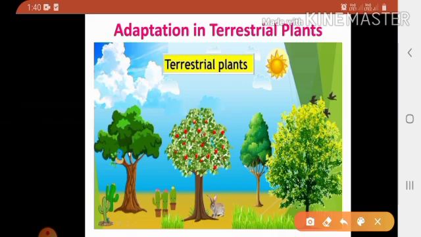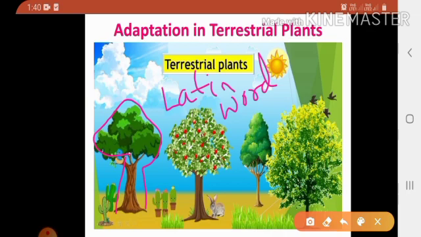Next is adaptation in terrestrial plants. Children, what does terrestrial mean? I will explain to you. Plants that grow on land are called terrestrial plants. They get their name from the Latin word terra, T-E-R-R-A, terra. Terra means land. I once again repeat, plants that grow on land are called terrestrial plants.